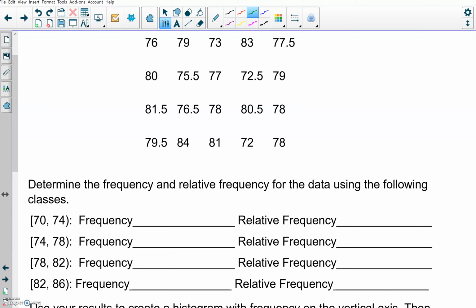So the thing to keep in mind with this, the 70 with the square bracket means you can be equal to 70. 74 with the round bracket means that you can go up to but not equal 74. The equal 74 goes into the second class, up to but not equal to 78, and then the equals to 78 goes into the third class. So in this first class, you really want to think of it like 70 all the way up to 73.999999999. Okay, so go ahead and fill those in, and I will let you pause, and then I'll come back.